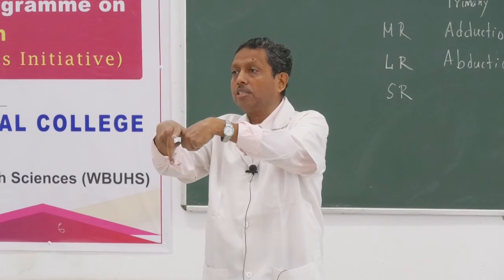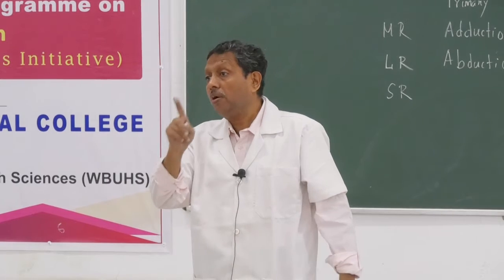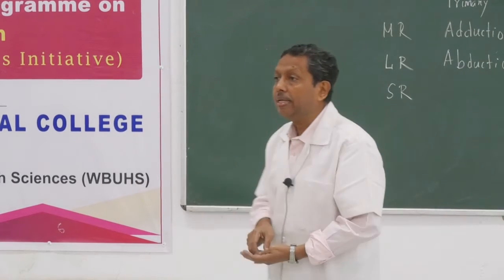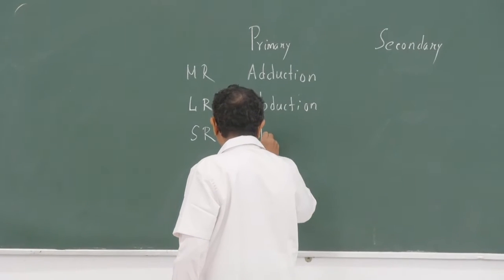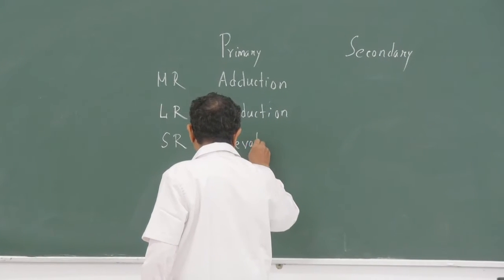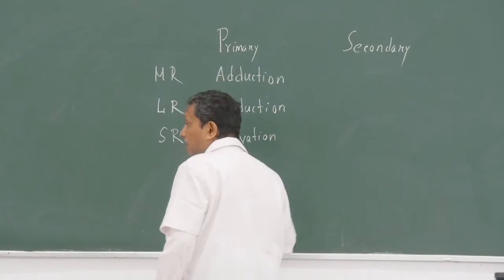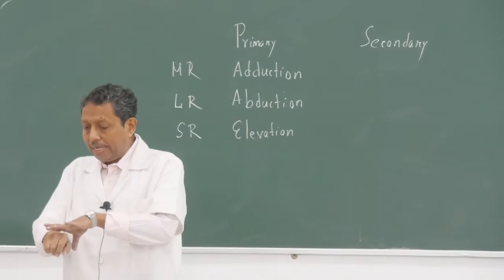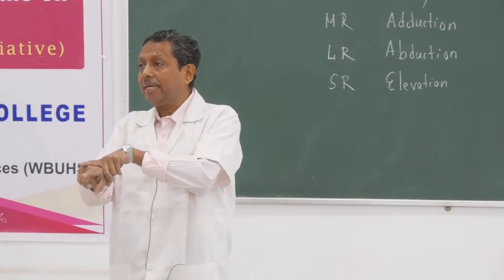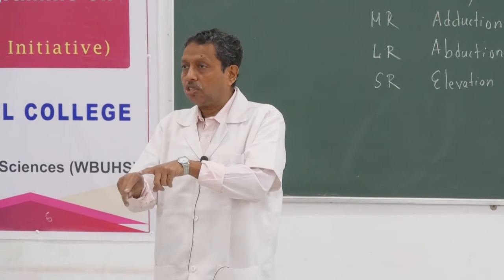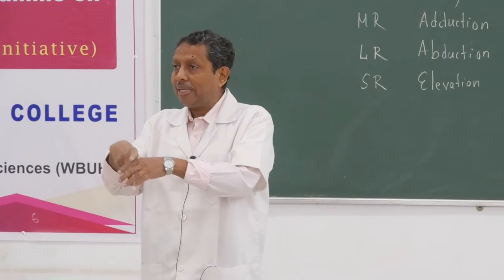When it is going downwards, it is called depression. So in superior rectus, the primary movement is elevation. And secondary movement, it has to some extent adduction.